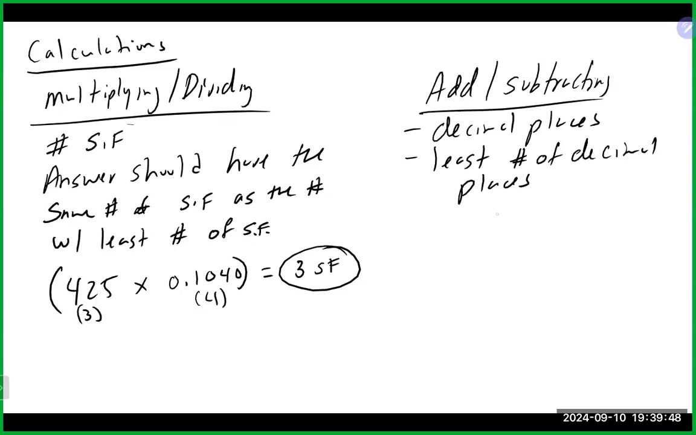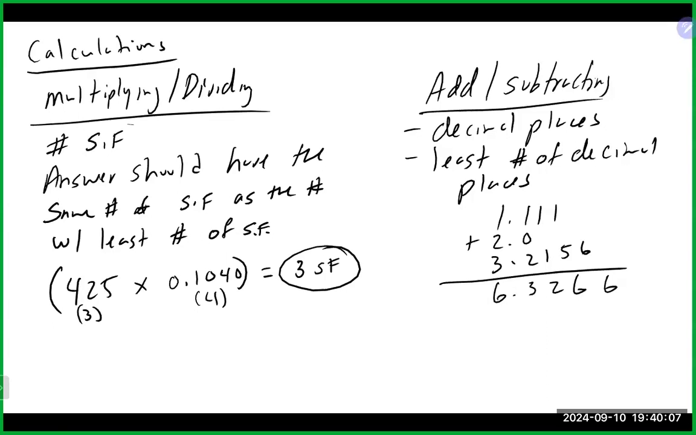So if I had 1.111 plus 2.0 plus 3.2156, and I add that together, 6.3266. We are looking at decimal places here. That is 3, that is 1, that is 4. That means we should end up right about there, and we should end up at 6.3.